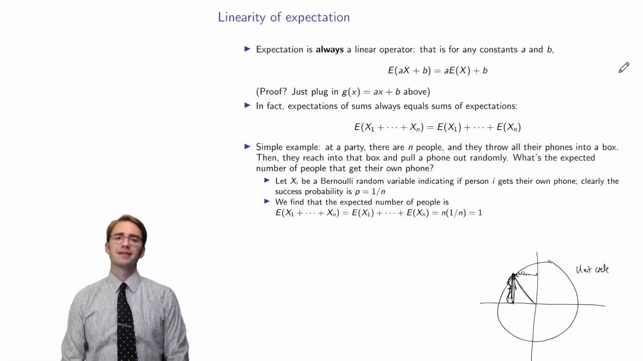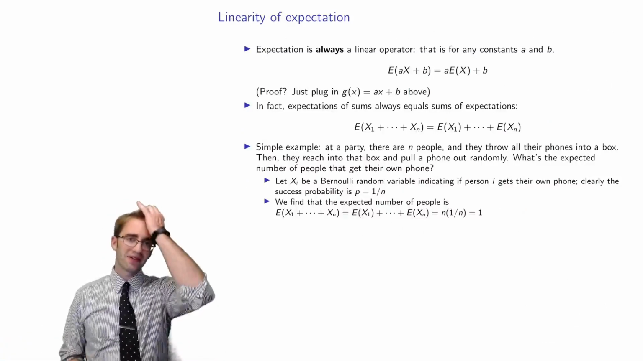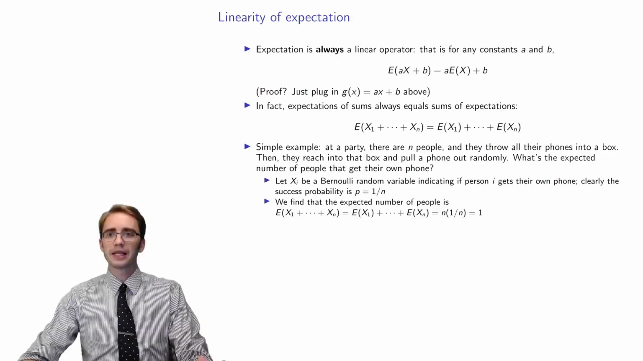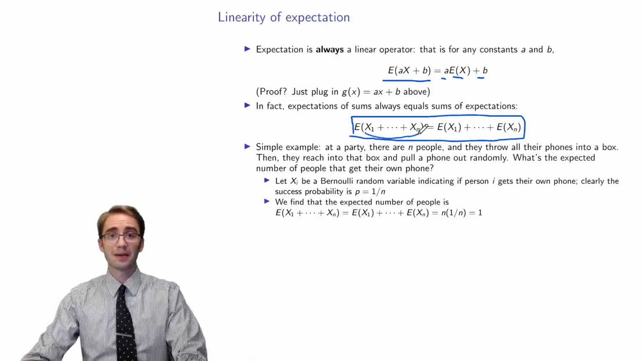Linearity of expectation. This is a cool trick that you can get a lot of mileage out of. You'd be surprised how often this comes up and how often it makes people's lives a lot simpler. So expectation is always a linear operator, which means that the expected value of ax plus b is equal to a times the expected value of x plus b. In particular, a place where this happens a lot is that expectations of sums are equal to sums of expectations. You are going to be doing this step here. This is going to happen a lot in this course. The expected value of the sum of a bunch of things is equal to the sum of those expectations, right?